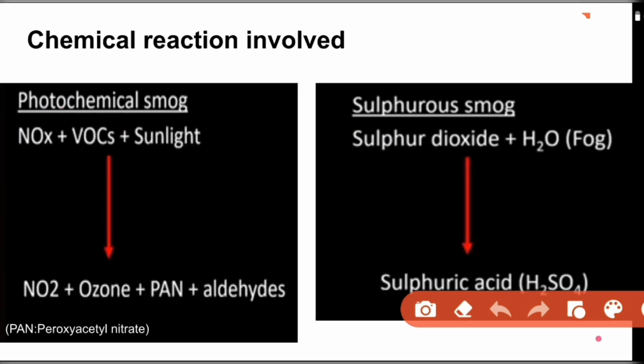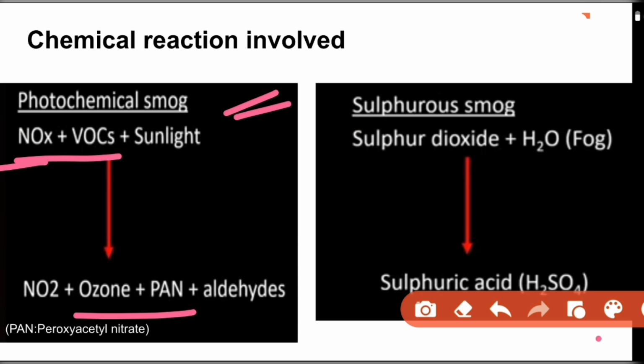is peroxyacetyl nitrate. So in short, you can remember photochemical smog happens due to different kinds of nitrogenous emission, different types of nitrogen oxides emission. And one more thing you can remember, NOx and VOCs, meaning nitrogen oxide and volatile organic compounds, are your primary pollutants. Primary pollutants means the pollutants which are coming directly from the source. Whereas ozone and PAN are your secondary pollutants.